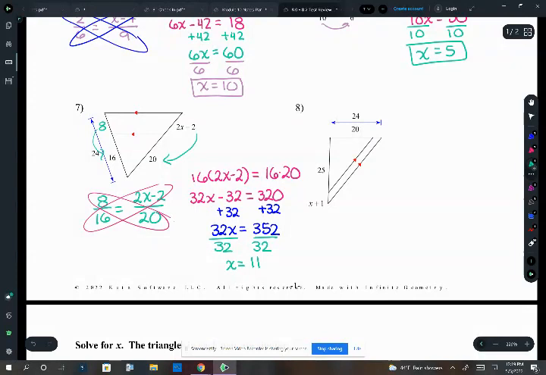11. So 35 divided by 32 is 1 with 3 left over. So 32 into 32 is 11.